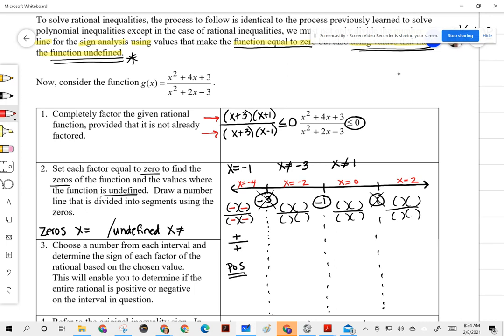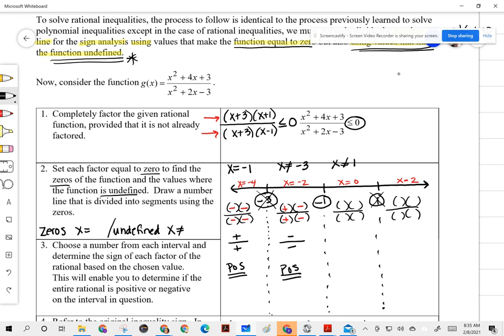Now I'm going to do that for x is equal to -2. So -2 plus 3, -2 plus 1, -2 plus 3, -2 minus 1. And so when I simplify that, that's going to be a negative over a negative. And so again, that is also a positive.